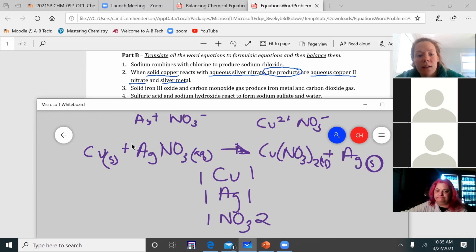Let's balance the nitrate. Put a 2 in front of this. That changes the nitrate to 2. It also changes the silver to 2. Real quick fix. We just throw 2 in front of that silver and bada bing, bada bang, we are balanced.